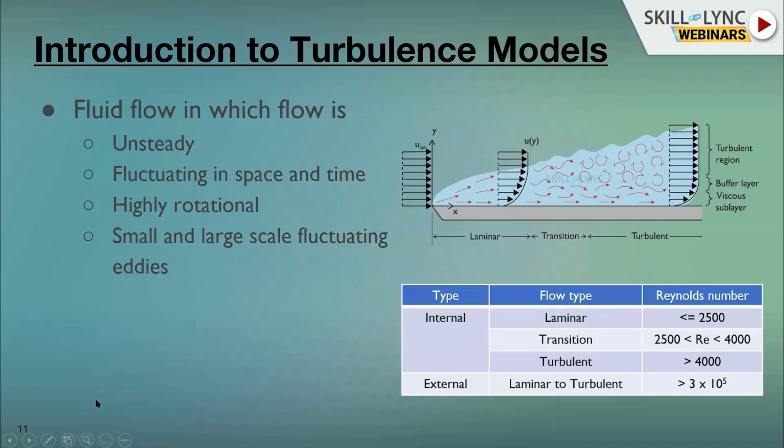Turbulence is an unsteady phenomenon where the flow is highly irregular. It will be fluctuating both in space and time. It is highly rotational, and there are large and small scale fluctuating eddies as shown here.